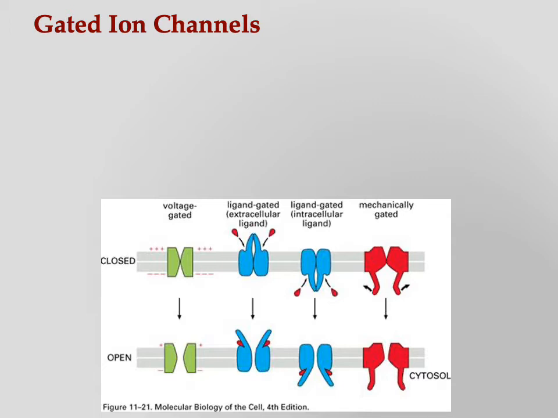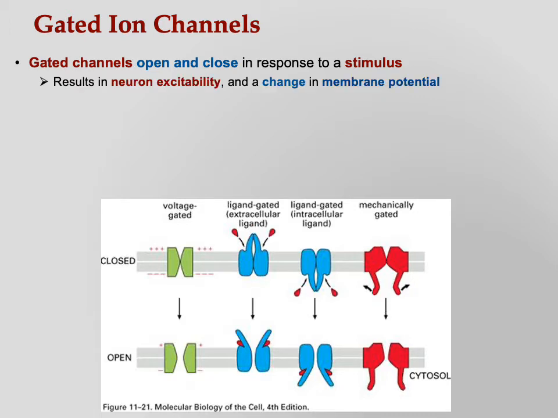Gated channels are channels that are closed most of the time, so there's like a gate that closes the channel, and then the gate can be opened by something. So just like in your yard, you have a gate, keeps all the riffraff out, and then you can open the gate and let the riffraff in. So gated channels open and close in response to a stimulus. And there can be different kinds of stimuli that open the gated channel. So this is going to result in neuron excitability and a change in membrane potential.